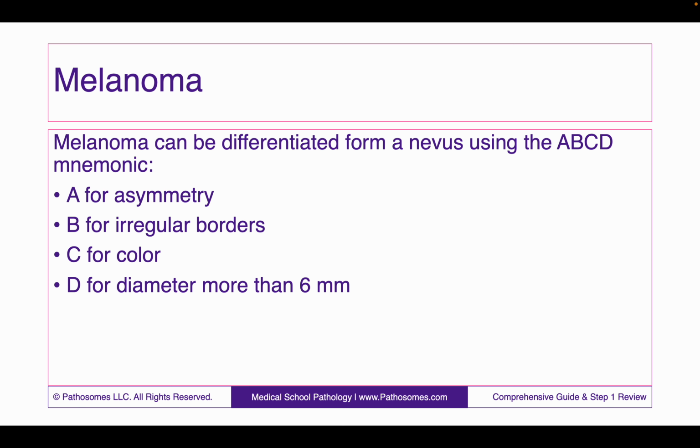Melanoma can be differentiated from a nevus using the A, B, C, D mnemonic, as you are aware. A for asymmetry, B for irregular borders, C for color, D for diameter more than 6 millimeters, and you know the extra E, evolving.